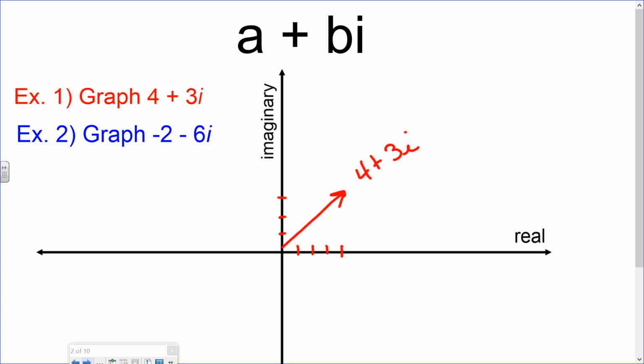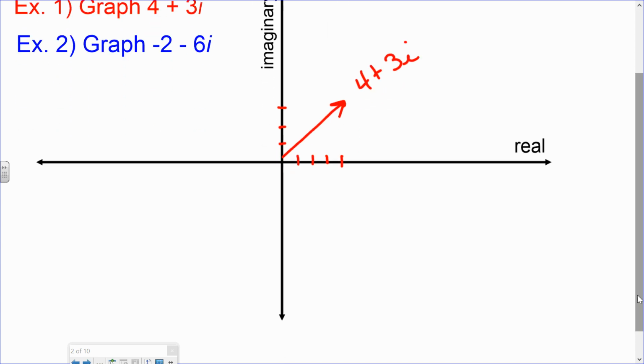So given that and given everything you've done previously, Callum, what quadrant will my blue one be in? It's going to be over here for negative 2 minus 6i. It'll be in the third quadrant for minus 2 minus 6i. So I'm going to go 2 in the negative direction on the real axis, and I am going to go 6 in the negative direction on the imaginary axis. Looks like about there. So that is my minus 2 minus 6i when I have graphed that imaginary number.